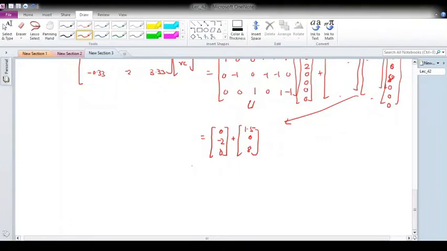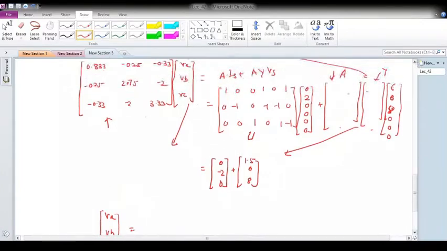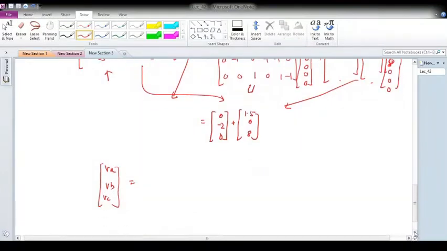Okay, fine. So now what I have to obtain? I have to obtain this VA, VB, VC. So this VA, VB, VC can be obtained by pre-multiplying by its inverse. Okay, so this inverse has to be shifted onto this side by pre-multiplying its inverse.